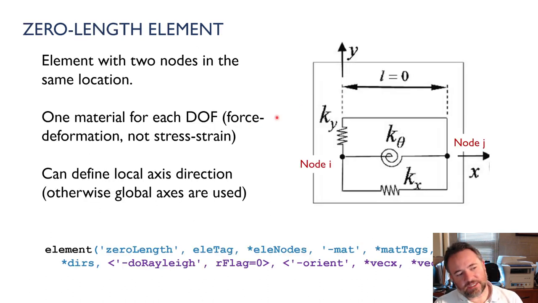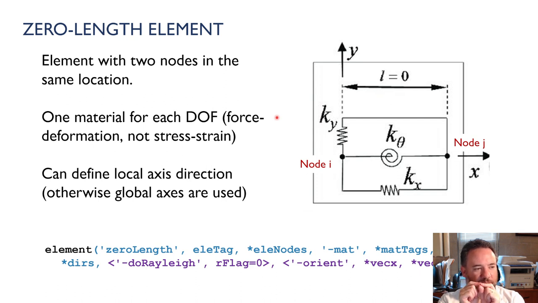Okay, the zero length element is another one that's very useful because it allows us to do things like have discrete hinges in specific locations or to connect two things in a way that leaves a pin in between them. Zero length element means that I have an element that connects two nodes. So it has one node on one side of the element, one node on the other, but those nodes are in the same place. So they're both in the same position. So I have two nodes, one on top of the other, and the zero length element connects the two.